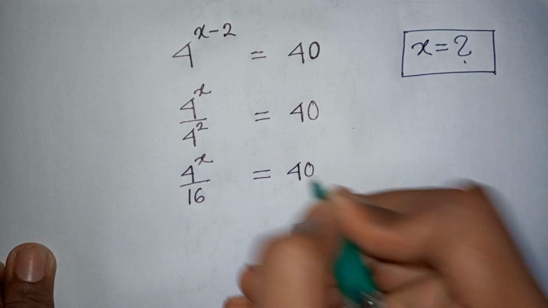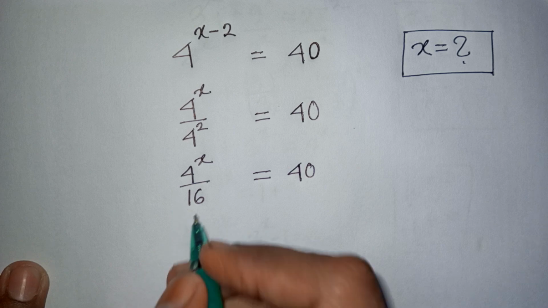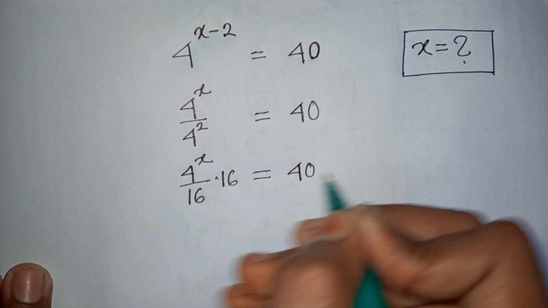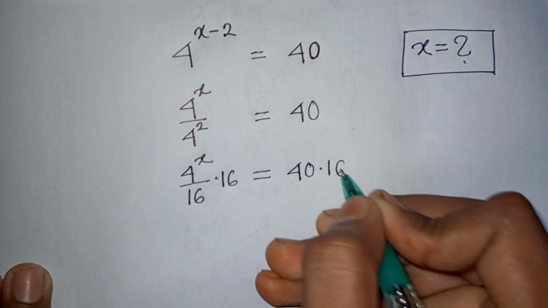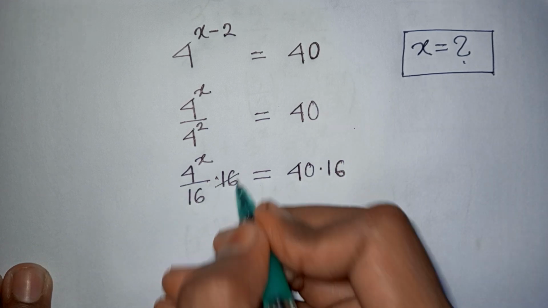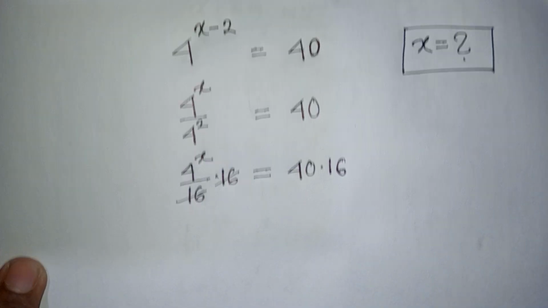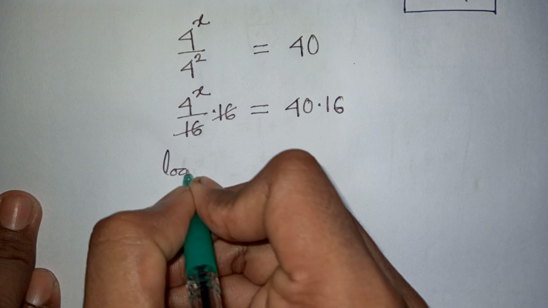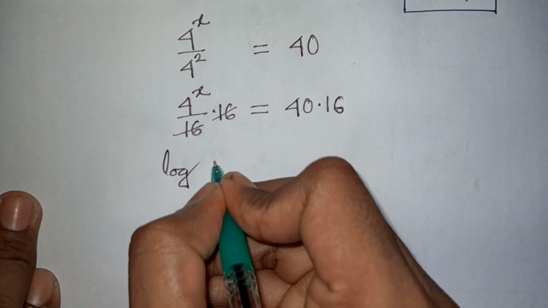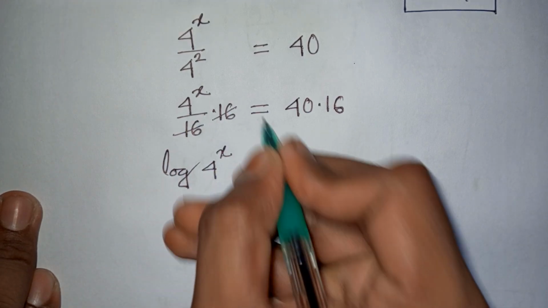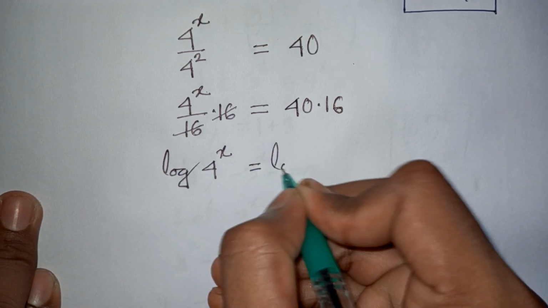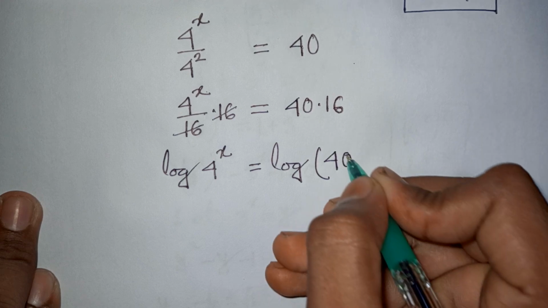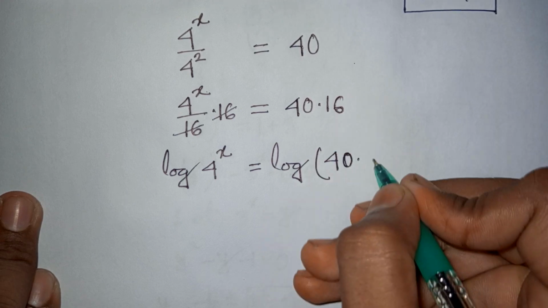Now we multiply by 16 on both sides. So multiply by 16, multiply by 16. So this 16 will be cancelled. Now we apply log on both sides. So you can write here log of 4 power x is equal to log of 40 times 16.